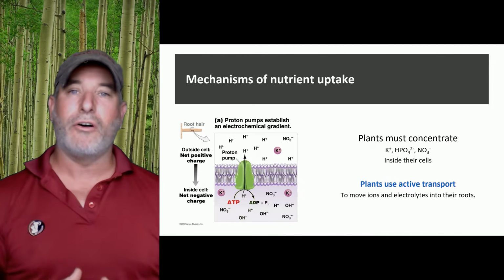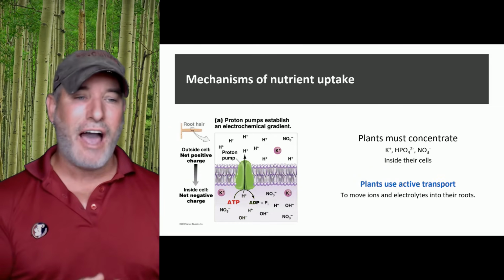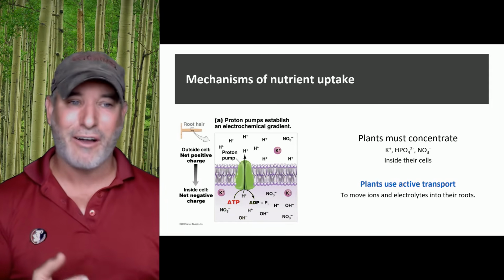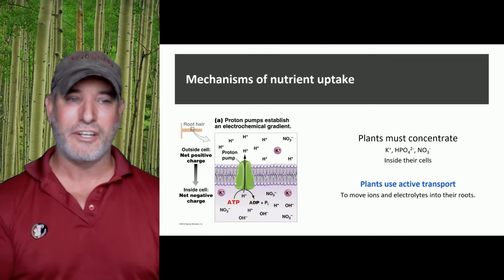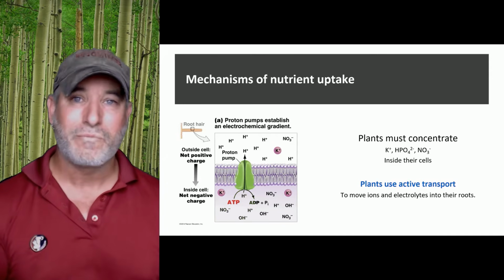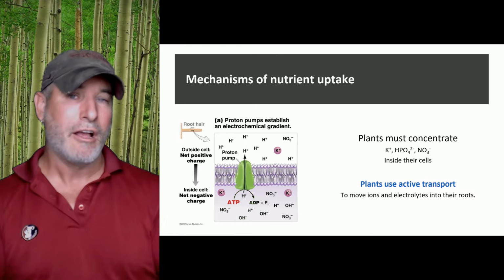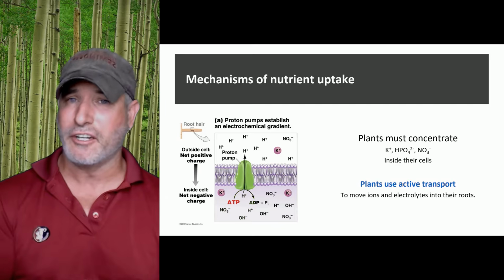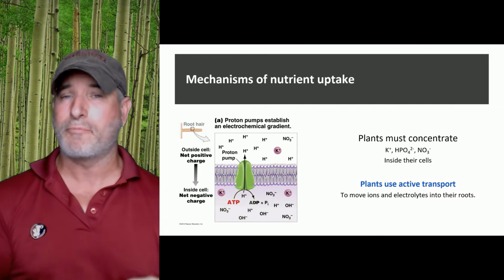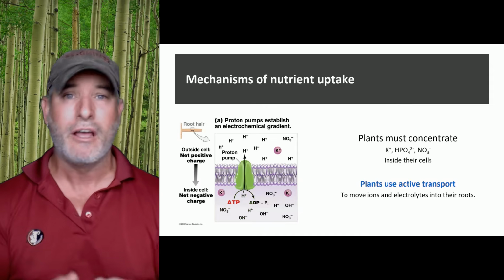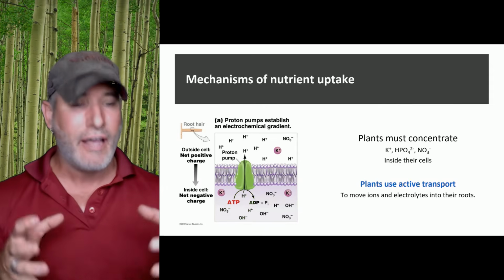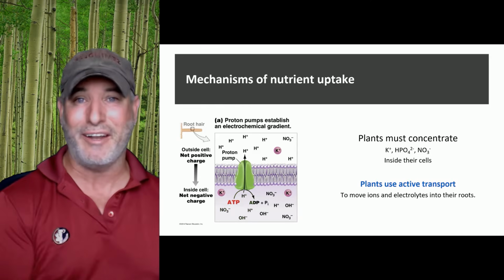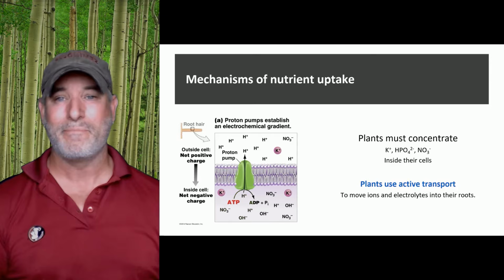Okay, so plants have to concentrate potassium, phosphates, nitrates, calcium. They have to concentrate them inside their cells. To do so, they're going to use active transport. They're going to spend energy, and they're going to use some type of transport pump, some protein in the membrane to move these things into the cell and concentrate them. So we're moving them against their concentration gradient. So how do they do that?